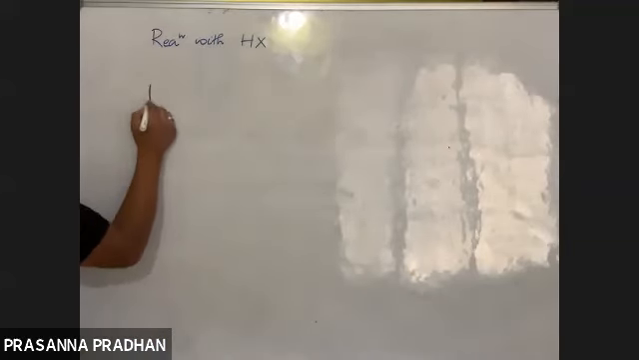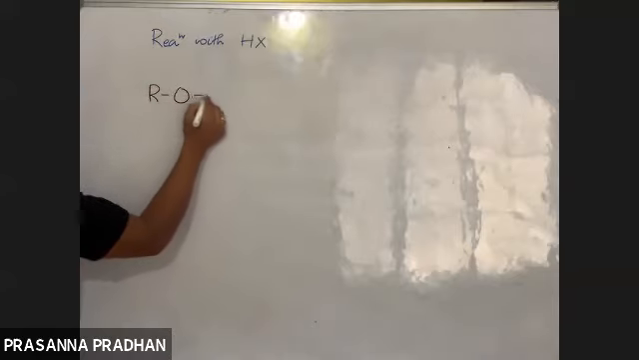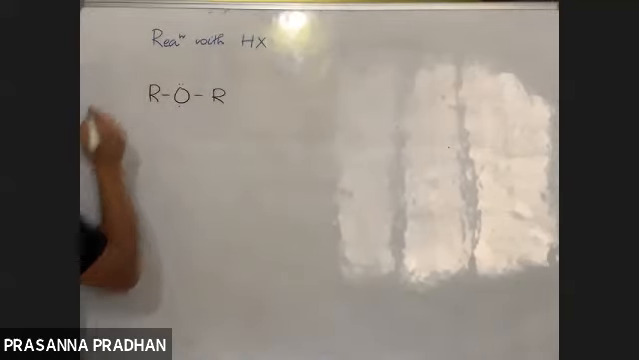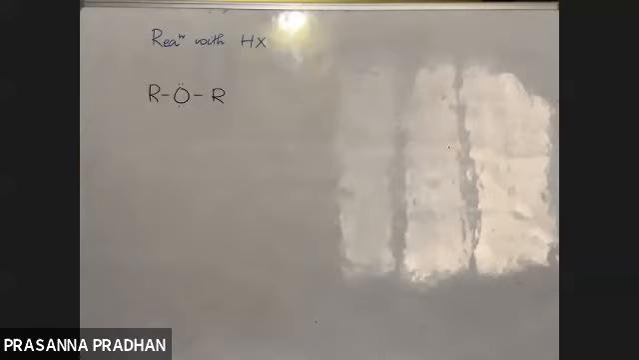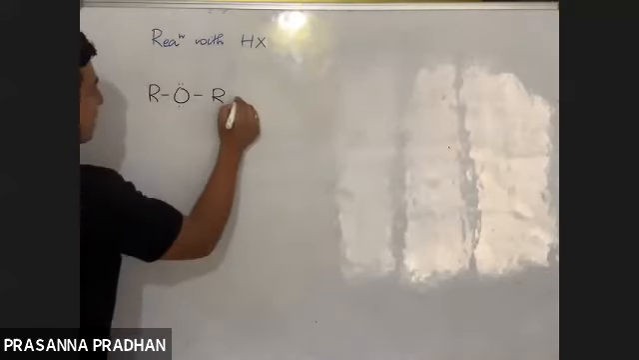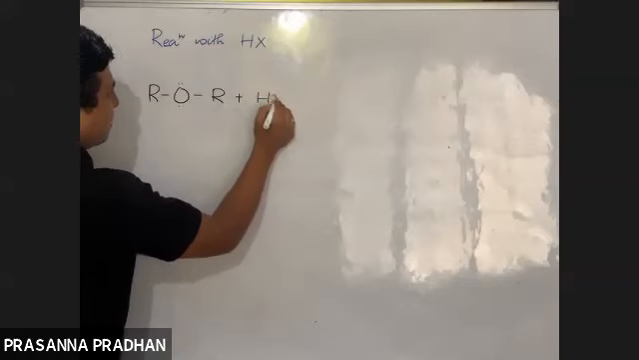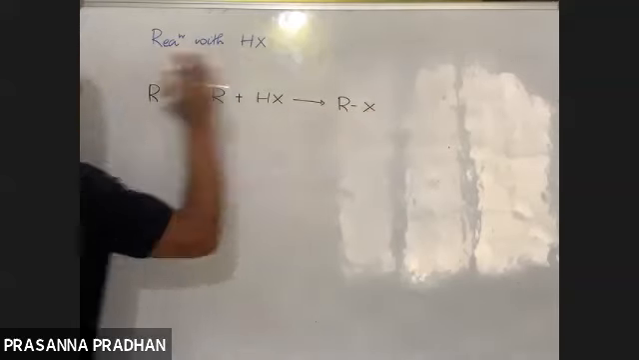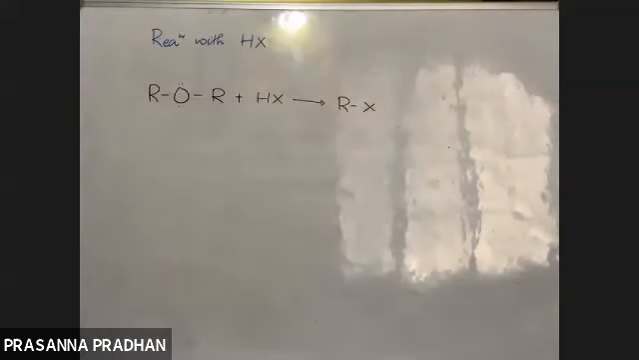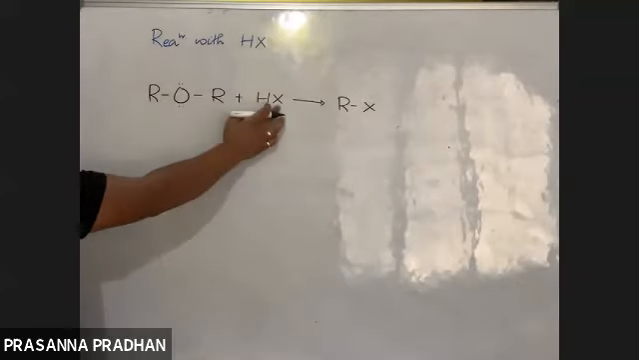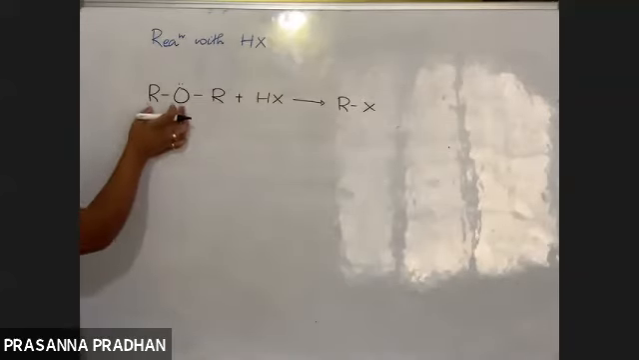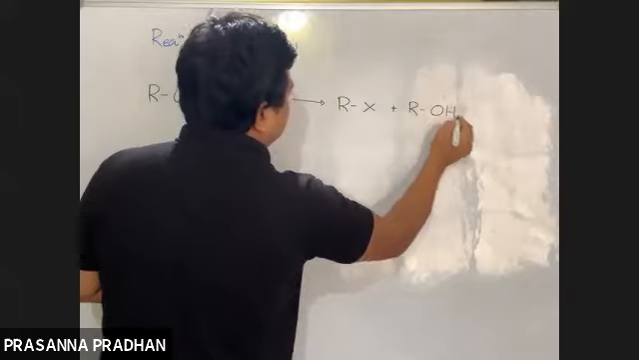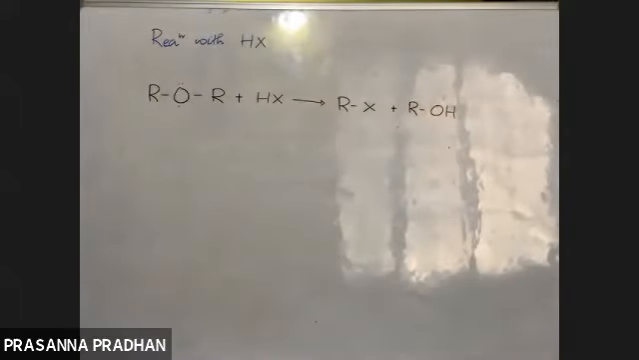Now we know the ethers have a lone pair of electrons on the oxygen atom. So whenever they are treated with halogen acids, one of the alkyl groups will form a bond with the halide. So we get an alkyl halide. The remaining part, the RO part, forms a bond with hydrogen, and we get an alcohol.